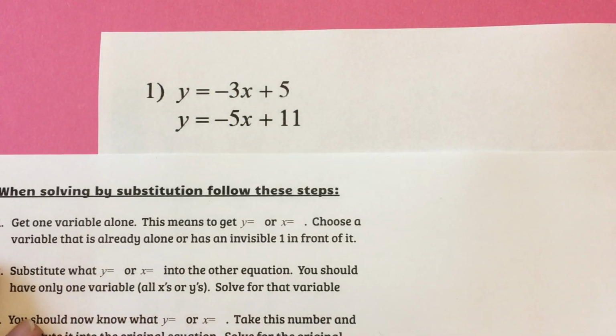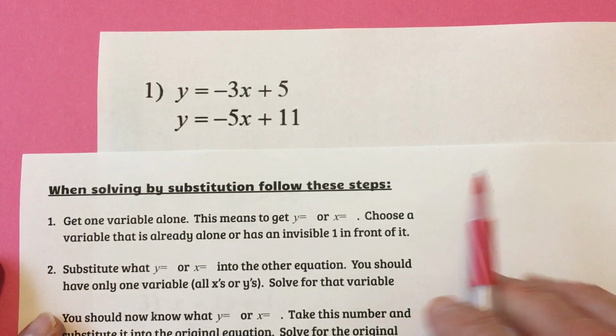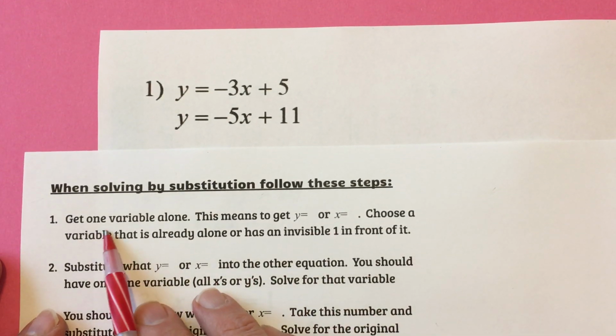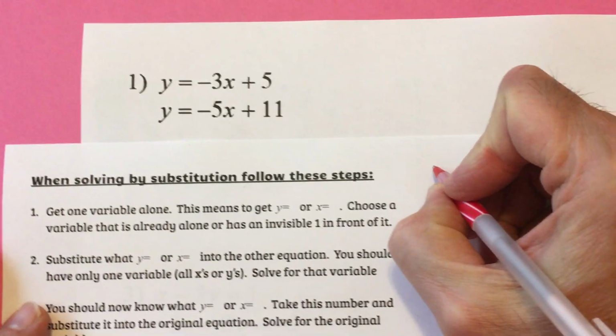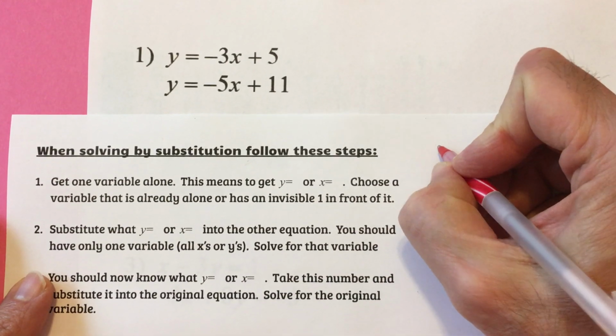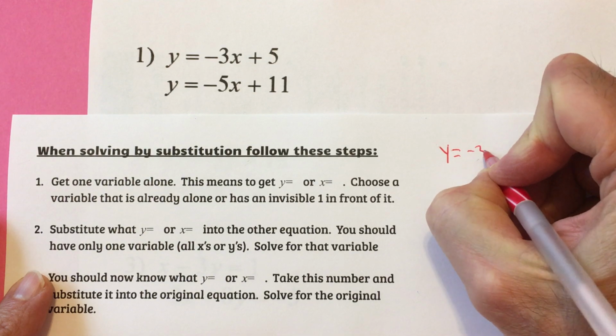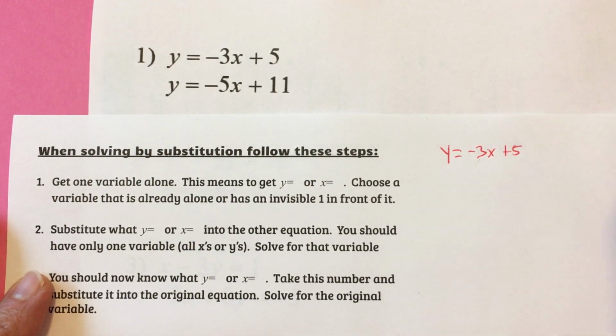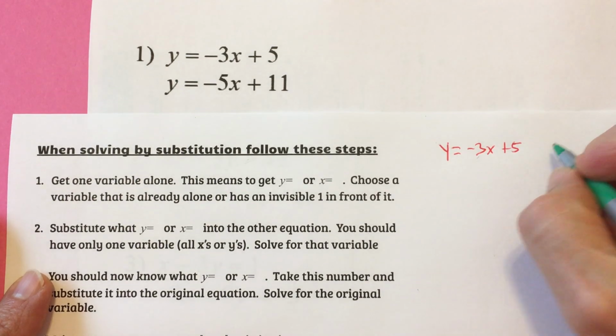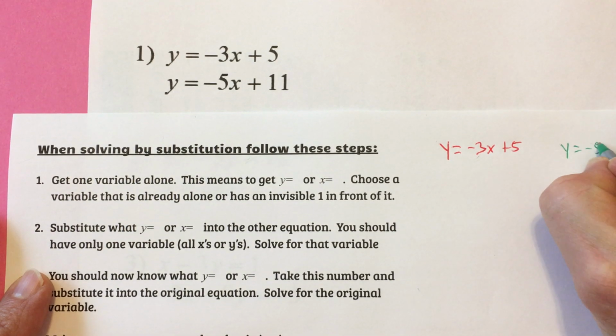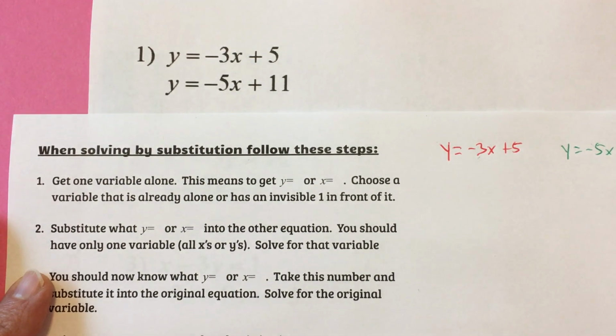So I'm going to start with the first one, and I'm going to write it over here. I'm going to write them in 2 colors. y equals negative 3x plus 5, and y equals negative 5x plus 11.